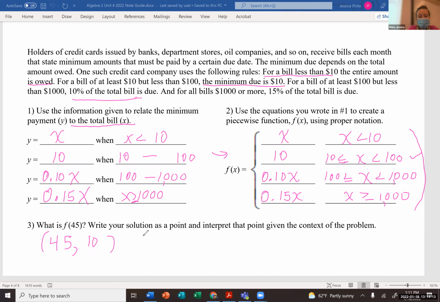So in this context, I say when my bill is $45 total, my minimum payment is $10.